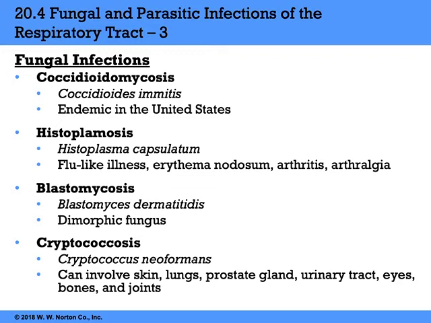coccidioidomycosis, which is endemic in the United States, histoplasmosis, which is a flu-like illness. You end up with erythema nodosum, arthritis, and arthralgia, okay? Blastomycosis, which is caused by a dimorphic fungus, and cryptococcosis, which can involve the skin, the lungs, the prostate, urinary tract, the eyes, the bones, and the joints, okay?